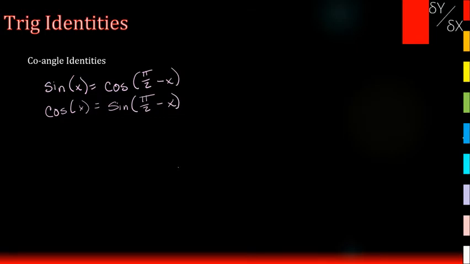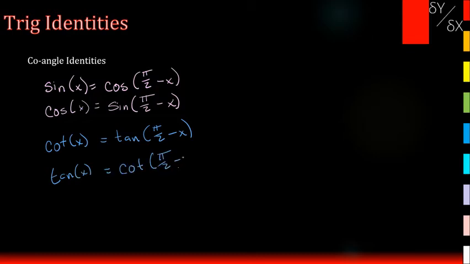So we also have cotangent of x equals tangent of pi over 2 minus x. And tangent of x equals cotangent of pi over 2 minus x. Essentially, these are all the same exact pattern. It's just that pi over 2 minus x, pi over 2 minus x. And they're going to relate to each other really nicely that way.